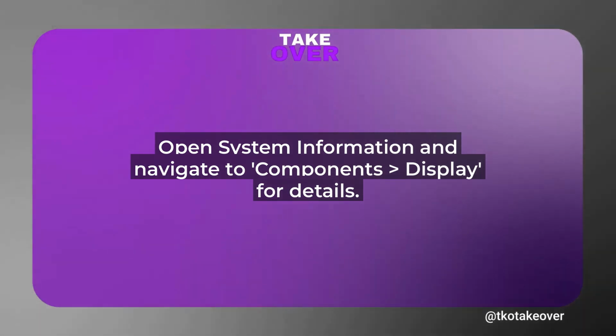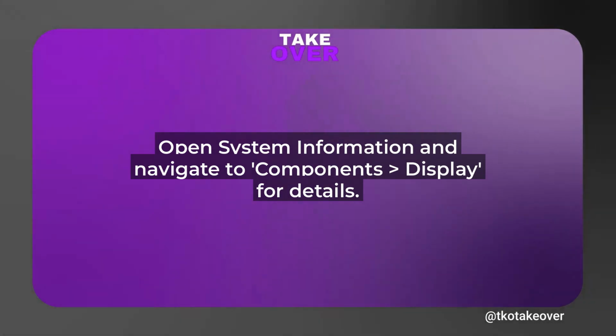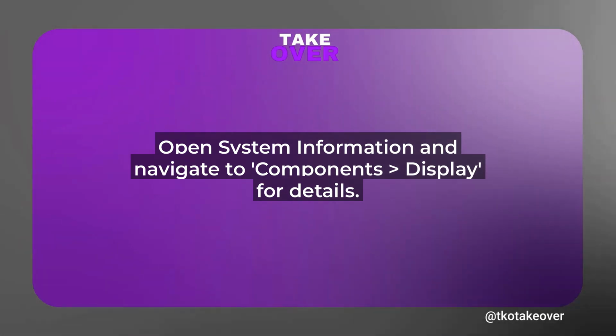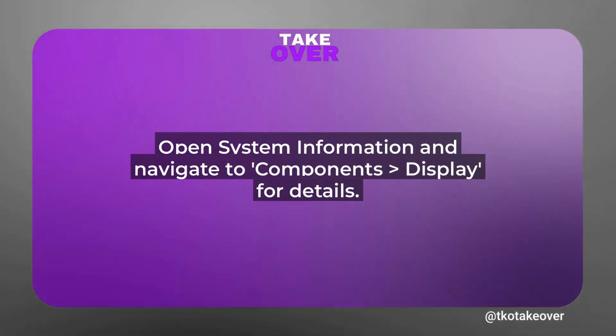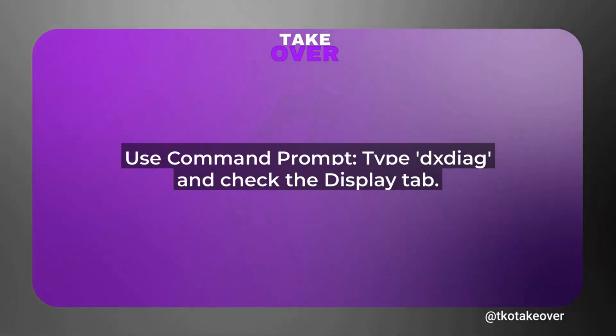Press the Windows key and type System Information to search for it, then open the app. In the left pane, click on Components and then Display. You'll see detailed specs like the model, manufacturer, and even driver version. This is perfect for tech enthusiasts.